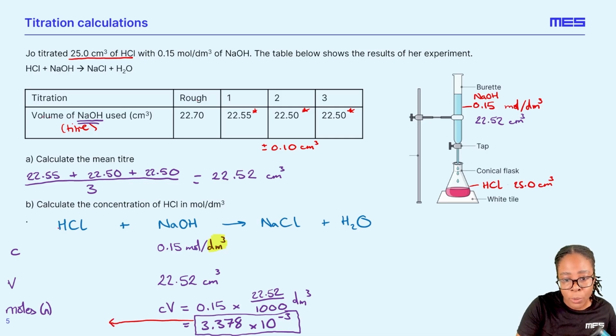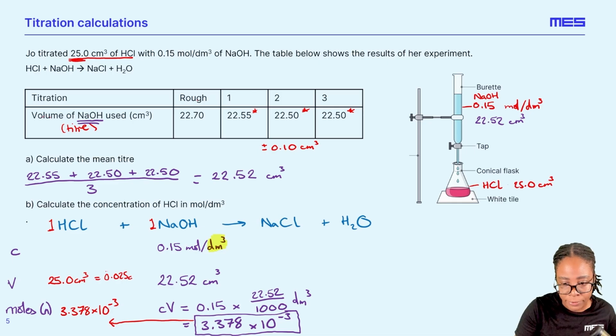Now, looking at this balanced symbol equation, the sodium hydroxide and the HCl are reacting in a 1-to-1 ratio, right? We've got invisible ones in front of here. So that means the number of moles of HCl will also be 3.378 times 10 to the minus 3. The volume of the HCl we've already got from the question is 25 centimeters cubed, which I know is going to have to be in decimeters cubed. So divide that by 1,000, 0.025 decimeters cubed. And so to calculate the concentration is equal to moles over volume.